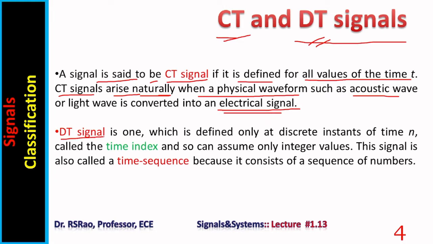DT signal, discrete time signal, is one which is defined only at discrete instants of time n, small n. This is called time index and it assumes only integer values. This signal is also called a time sequence, because it consists of a sequence of numbers. One can notice from the definitions the basic difference between CT signal and DT signal: CT signal is defined for all instants of time, whereas DT is defined only for specific or particular instants of time.